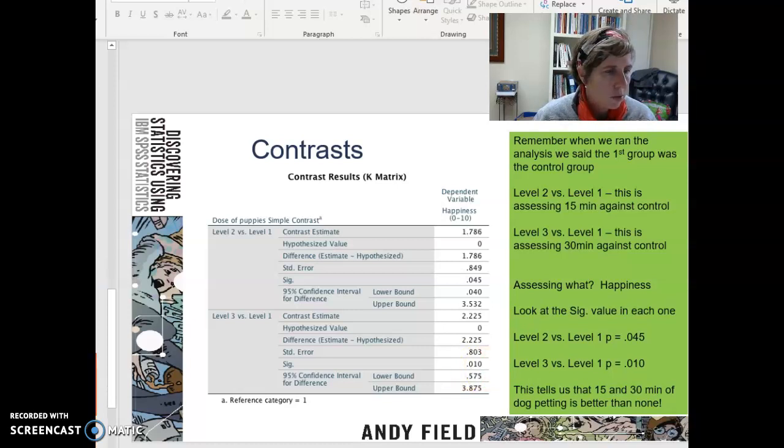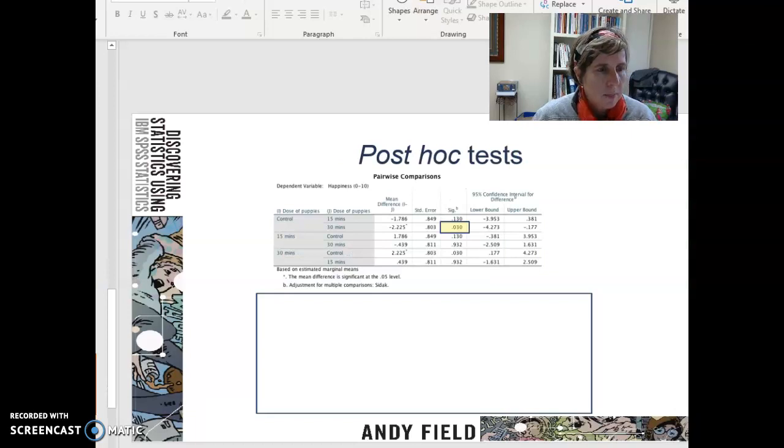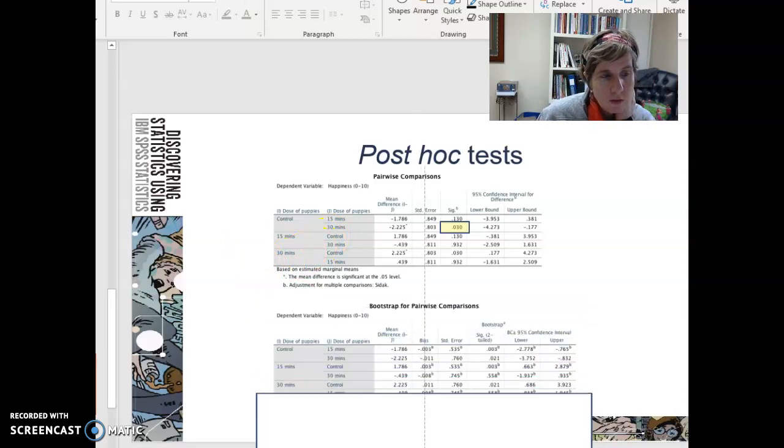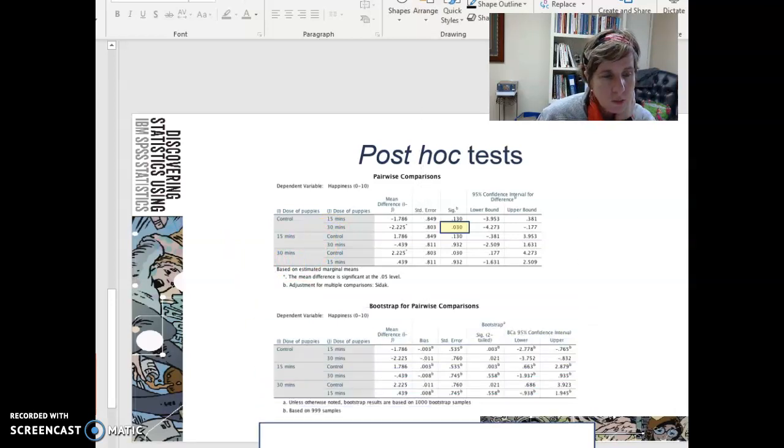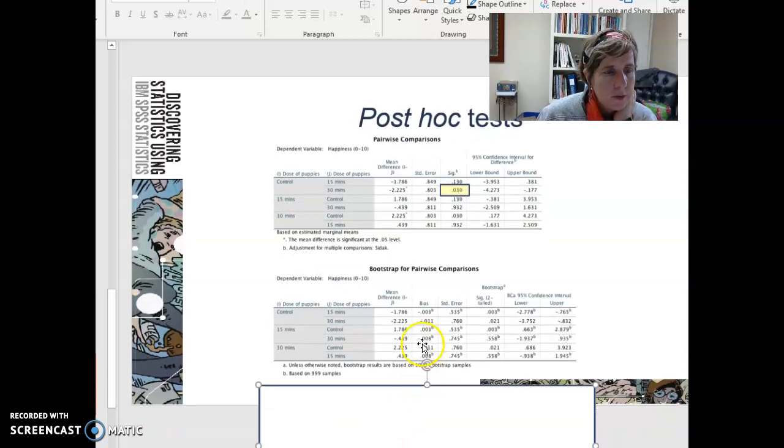And then you can also look at post hoc analyses right here. And your post hoc analysis is telling you there's a significant difference between control and 30 minutes. And so you'll notice Andy talks a little bit about in his book when you do bootstrapping, which we don't have the ability to do bootstrapping in the SPSS that we have. But when you do bootstrapping, which is running those tests over and over again, you find that there is a significant difference between control and 15 and control and 30, whereas up here there is not. Okay.